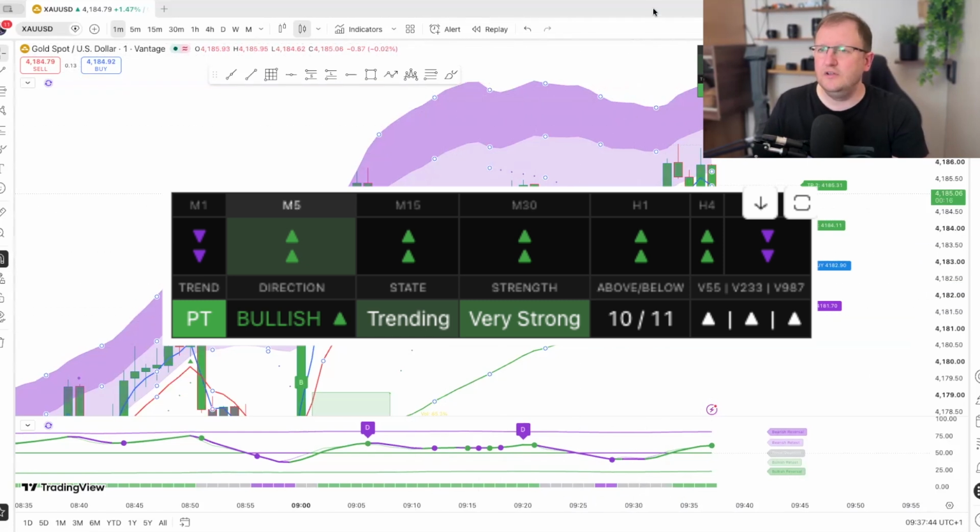That's not the only thing we're going to look at either. We're going to check this box down here. It's telling us it's bullish. It's telling us that we are trending. The state of the price of the market is trending, and the strength of that trend is very strong. And we have these arrows right here as well pointing upwards, which also gives us confirmation.